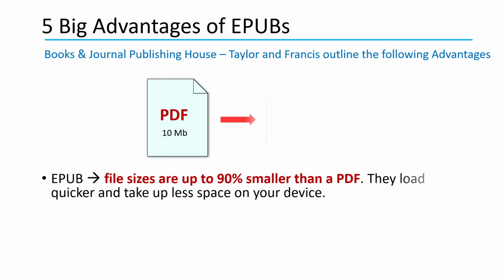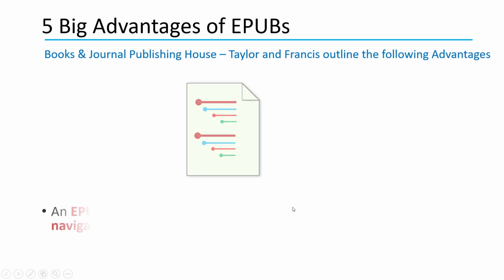Number 4 is that file sizes of ePUB files are very much smaller than PDFs. So almost about 90% smaller as compared to a PDF file. And therefore they load much quicker and take much less space on your device.